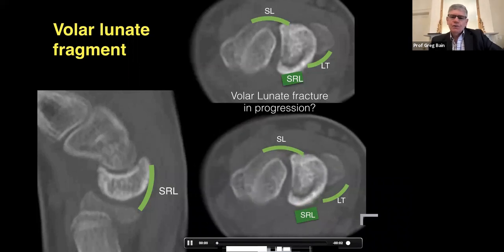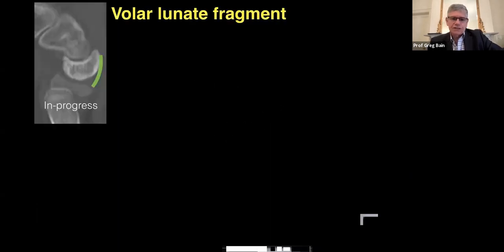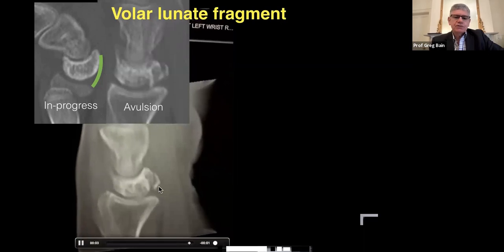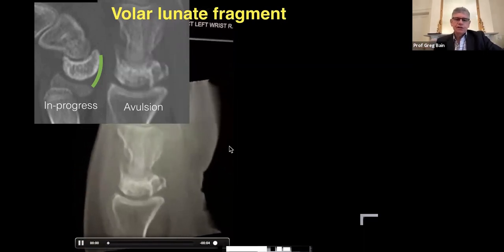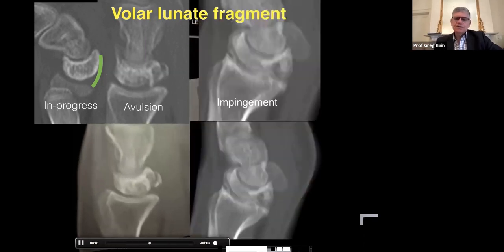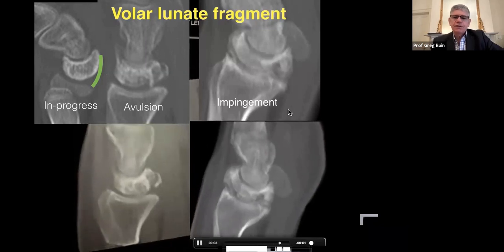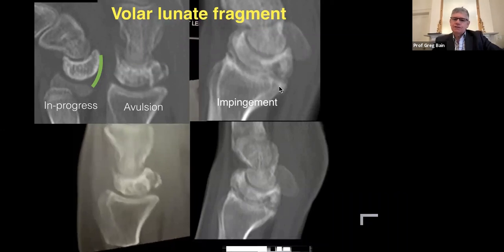So again, we can see how this is part of the type of instability that we're seeing right in front of our eyes with the 4D CT scan. If we look at this volar fragment, as we've just seen, and look at some other cases, we can see as this wrist moves, this fragment's already broken. So it's avulsed. It's gone from a fracture in progression to an avulsion. And this is another case where we can see this is actually completely off and it's taken a bigger fragment. And we can see how it's impinging and punching into the volar aspect of the radius.